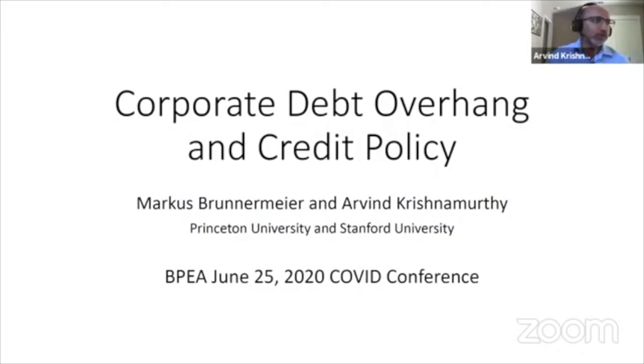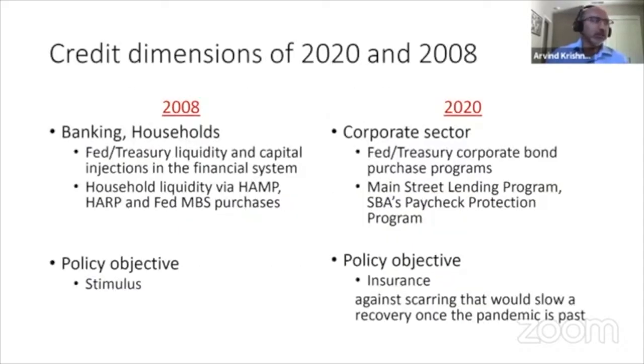This is joint work with Marcus, and the topic here is credit policy in the current recession. In the last recession, credit problems really lay in the financial and household sectors. In the current recession, the new dimension is really credit problems in the corporate sector. We come into this recession after a decade-long increase in corporate leverage. And to a large extent, the government programs, the Fed and Treasury corporate bond purchase programs and the Main Street lending programs, recognize this. They've really been about dealing with credit problems in the corporate sector and Main Street rather than Wall Street.